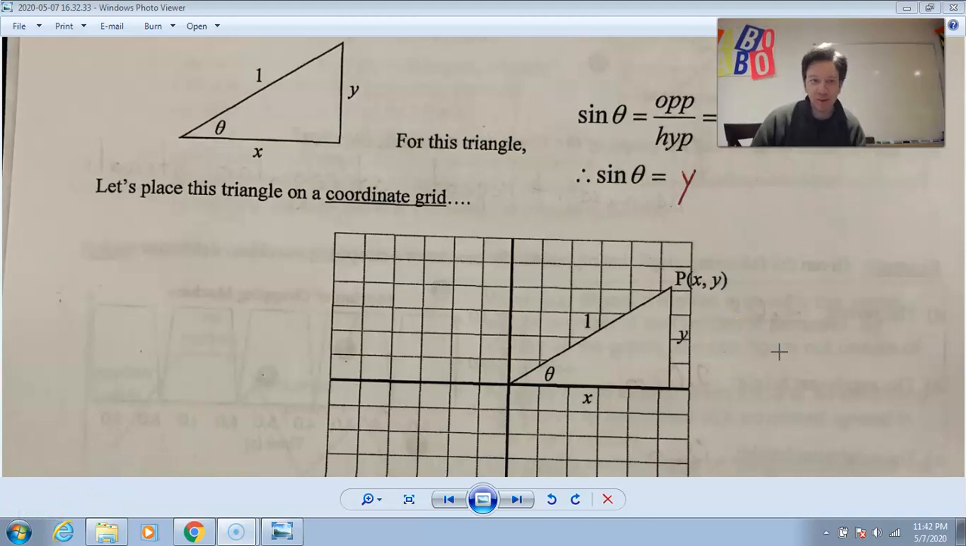All right, welcome back to our second lesson for chapter 6. In this lesson, there's 4 pages, but it's not a very long lesson, so don't worry. We're going to start off sort of introducing the unit circle.